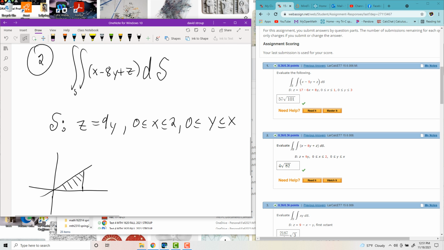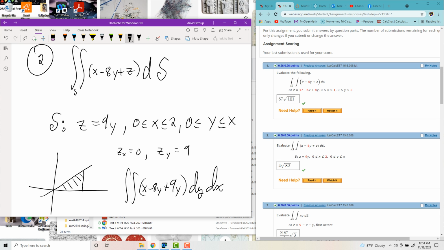I'm not going to try to draw the surface, but we do need our partial derivatives. So z with respect to x is just 0, z with respect to y will be 9, and then we'll have the double integral of x minus 8y plus, and we have to rewrite z so we can do this double integral. Z is equal to 9y, so plus 9y, and then it'll be dy dx, and of course y goes from the line y equals 0 to the line y equals x, so 0 to x, and then x is going from 0 to 2, and we should be able to just go at it then.